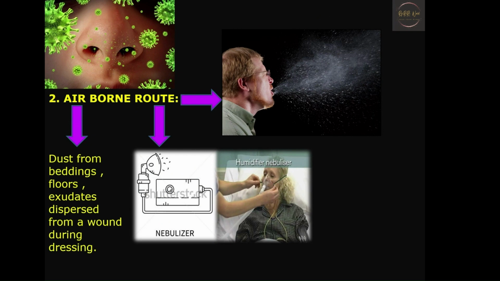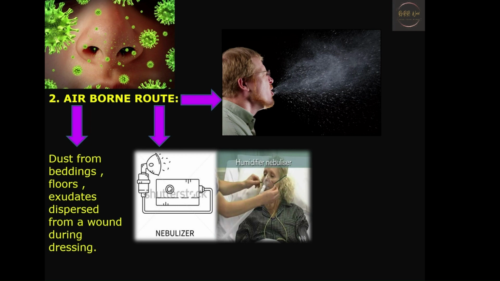Coming to the airborne route, within hospitals, infective dust and aerosols, infected or colonized patients, staff or visitors, and ventilation and air conditioning can lead to the airborne route. So purifying the air to reduce the risk of airborne transmission can prevent hospital acquired infection.